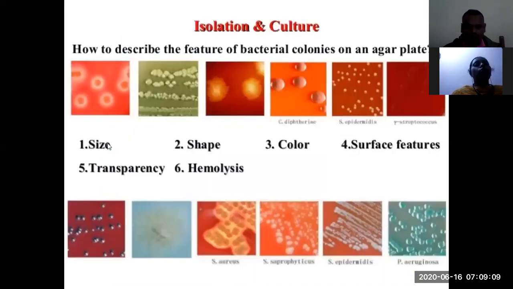they will isolate, culture, and identify the microorganisms. As I told, Streptococcus and Staphylococcus are coccus shaped, but we want to confirm whether it is Staphylococcus or Streptococcus. So they will go for antibiotic test, isolate and culture it, and then identify. Okay, this is used to identify size, shape, color, surface features, transparency, and hemolysis of bacteria. Okay, next.